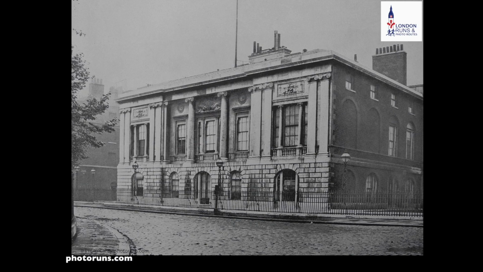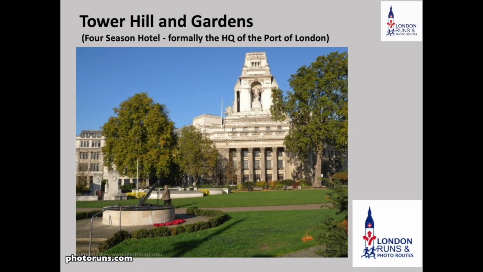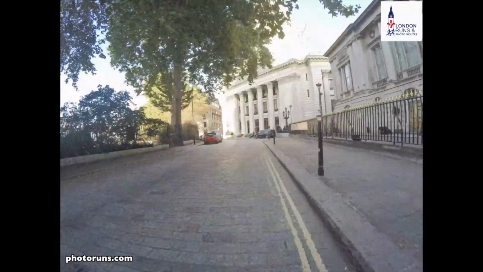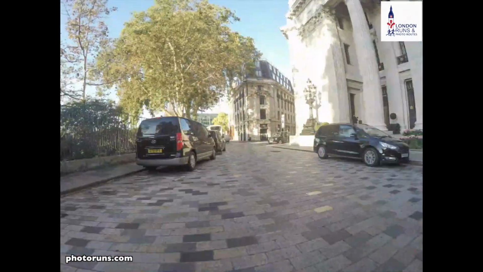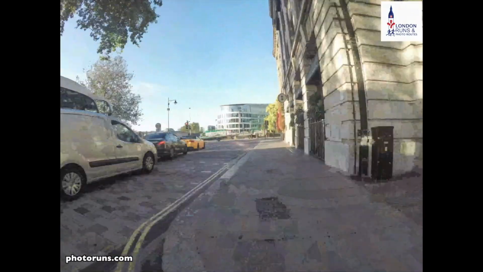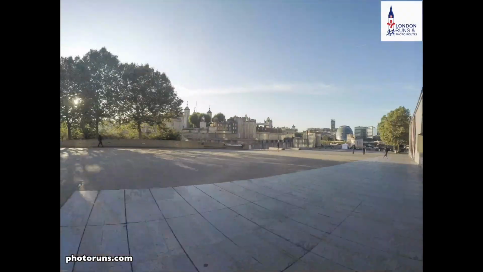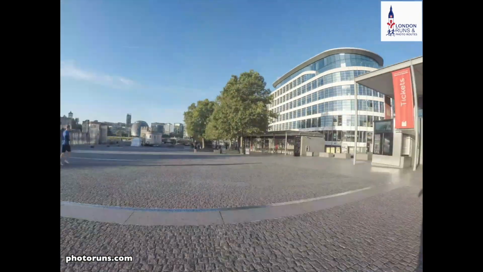Then we go past Trinity Gardens on our left, which as I said was to do with the executions, and the Merchant Seamen's Memorial. In front of us is 10 Trinity Square, which was the Port of London Authority, and is now a Four Seasons hotel. And as we cross the road, we're going to turn left and then right back towards the Tower of London.